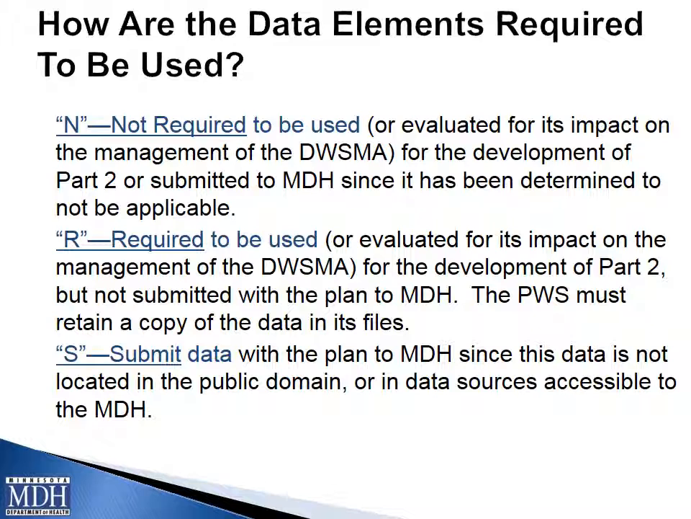If the data is required to be used for the development of the plan or looked at and evaluated for its impact on how the PWS can manage the DWSMA, the R will be checked. This data is required to be kept in the PWS files but is not required to be submitted to the MDH with the Part 2 plan. Finally, if the S is checked, the plan must not only consider this data element with respect to its impact on the management of the DWSMA, but also be included in the Wellhead Protection Plan. Usually this is data that is either not located in the public domain or may be in data sources that are not accessible to the MDH.